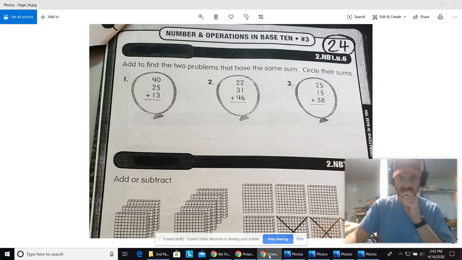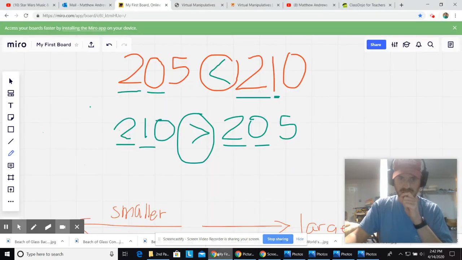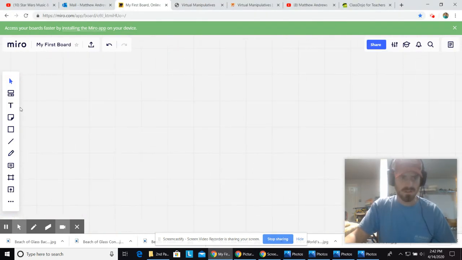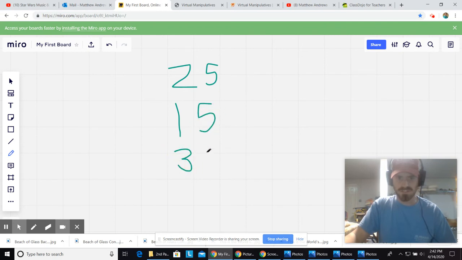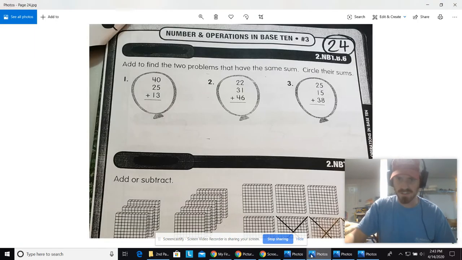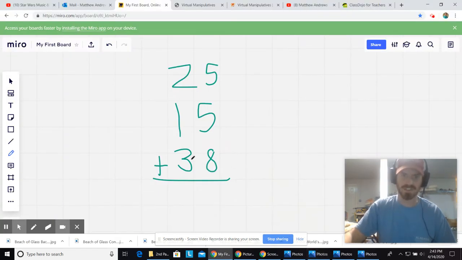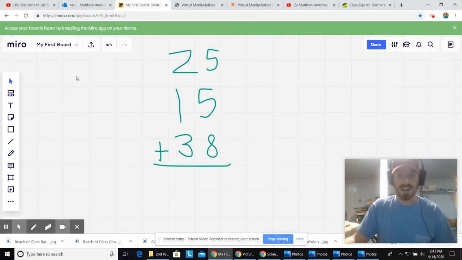So let me show you how I would solve this. So 25 plus 15 plus 38. And I'm just going to go back and double check to make sure that I didn't make a mistake writing those numbers. I want to be precise. 25, 15, 38. Perfect. Okay, so this is how I would solve it. I would actually use the vertical addition method.